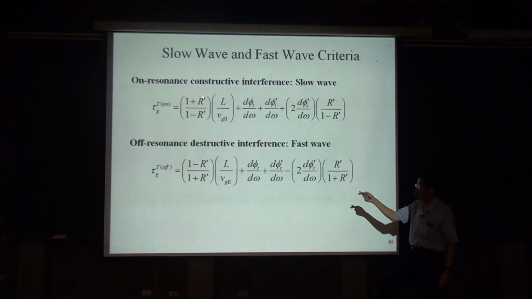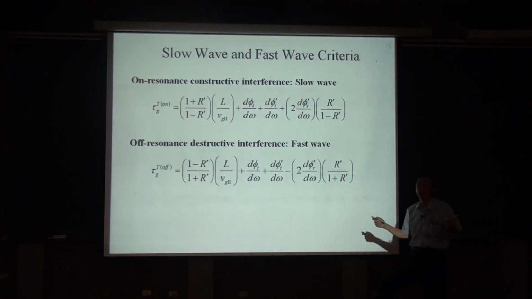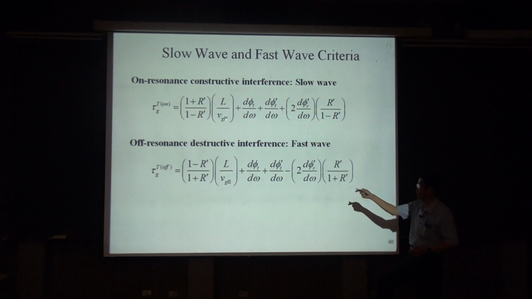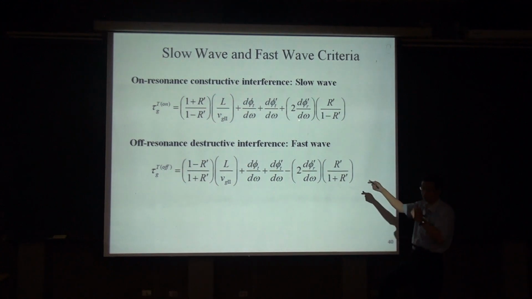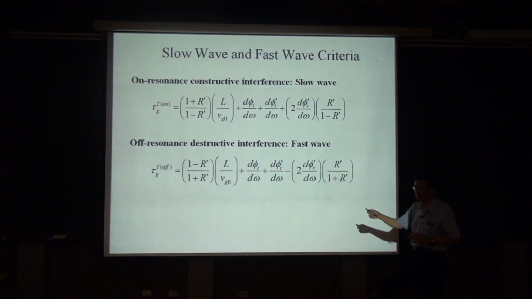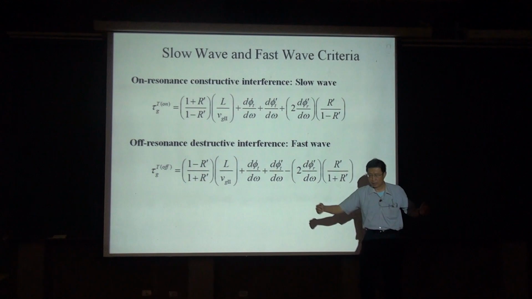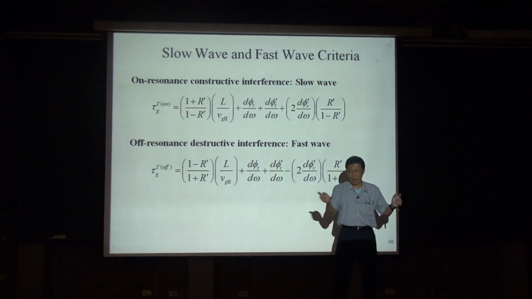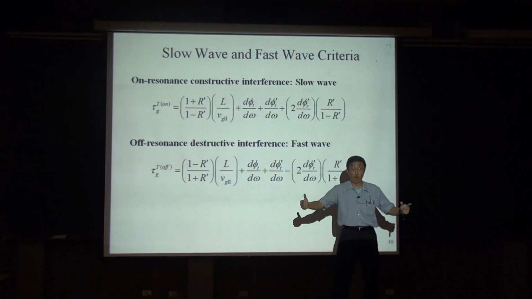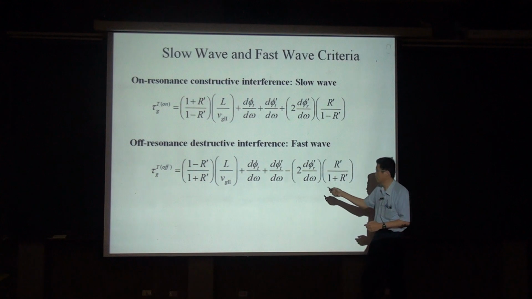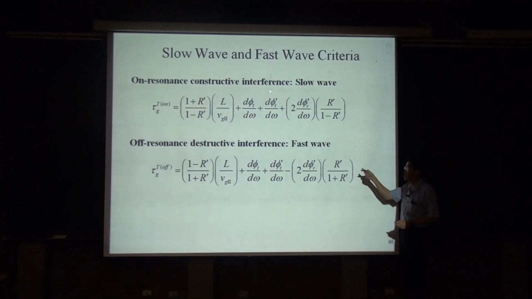So R prime will be very close to 1, for example, 0.9. Then this term will become very, very large, compared with this one, which is not important at all. And this one will also become large. So the group delay will become very, very large. That means the incident wave will bounce back and forth, and the EM wave will be built up inside.